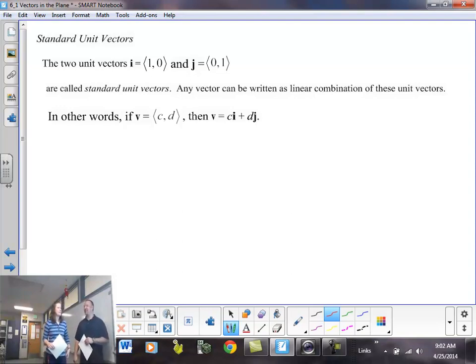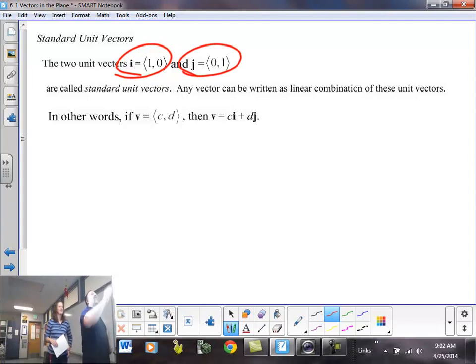Standard unit vectors. Standard unit vector means we're going to go 1 unit to the right and 1 unit up. So it's basically, we're taking our components and saying we're moving a unit on the x-axis and a unit on the y-axis. And for no other reason, we're going to call the unit to the right i, and the vector that goes the unit direction up, j.